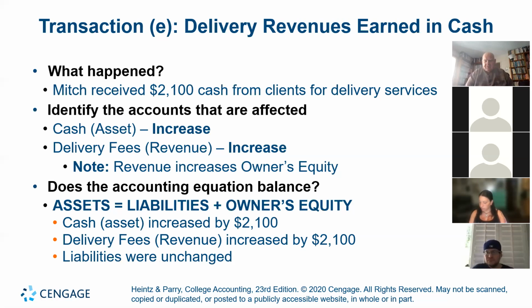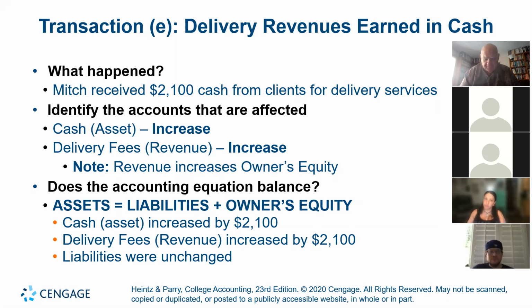Okay, now we're getting into some transactions that are in what we call the income statement, okay? Mitch finally delivered some pizzas. How about that? He delivered some pizzas and he received $2,100 in cash, okay? So let's see here. What are the accounts that are affected? Well, he got cash, so we know cash is going up, and his sales went up. His revenue went up. His equity went up with this.